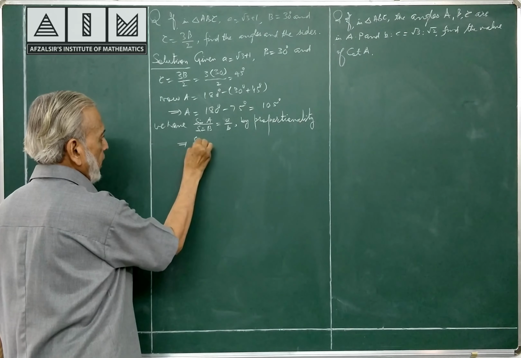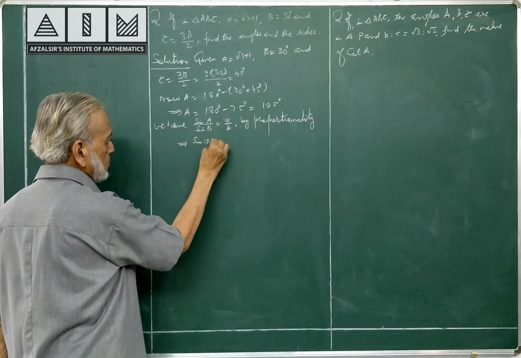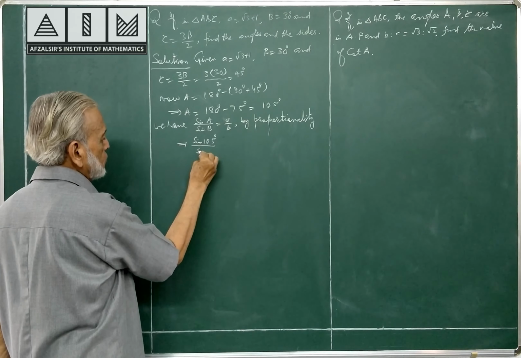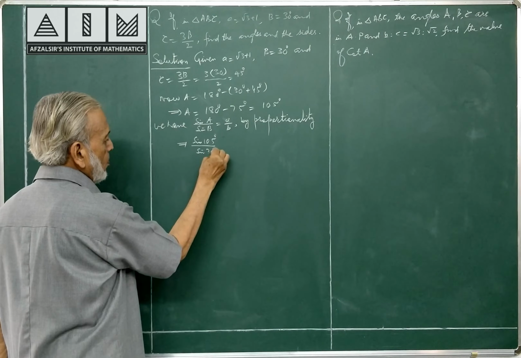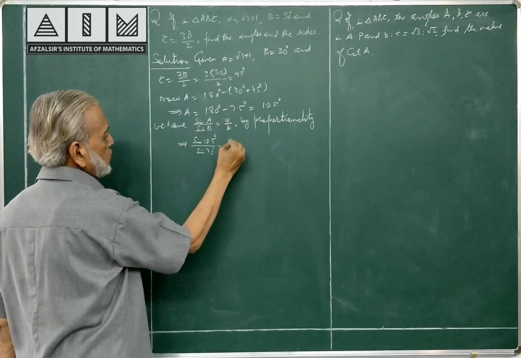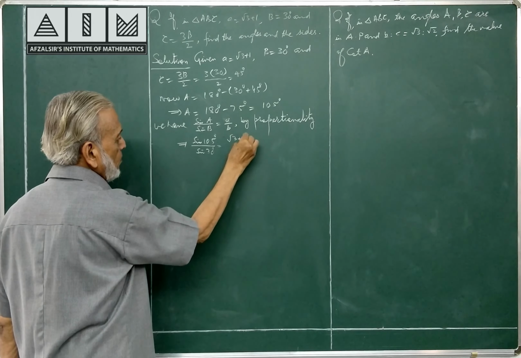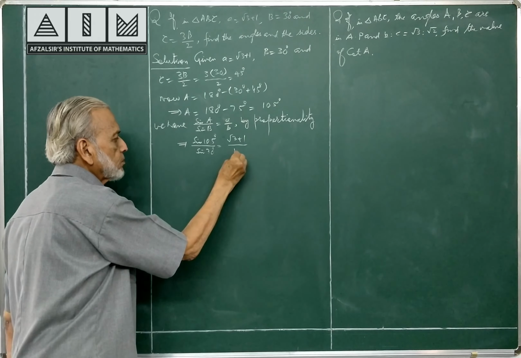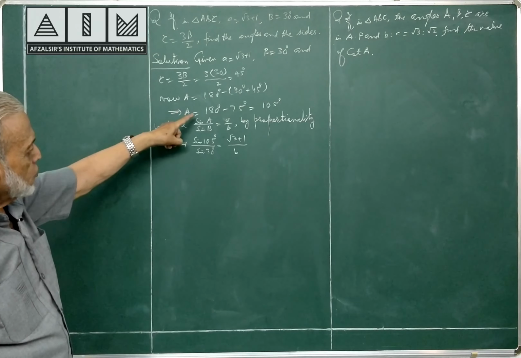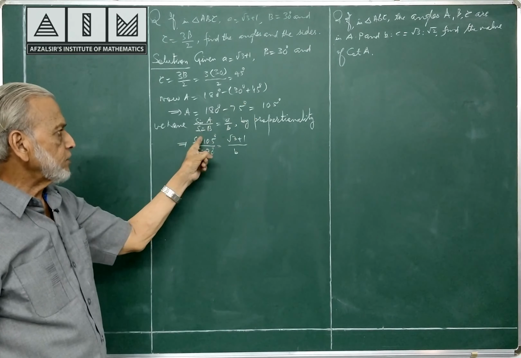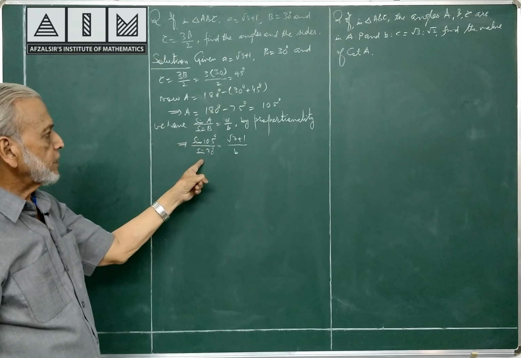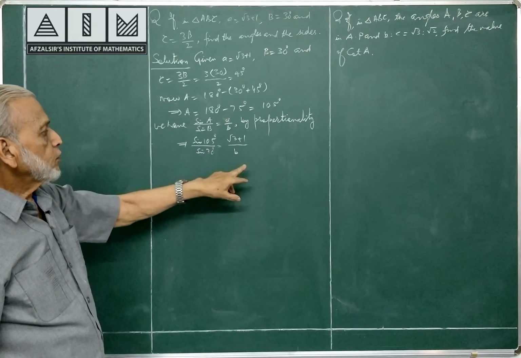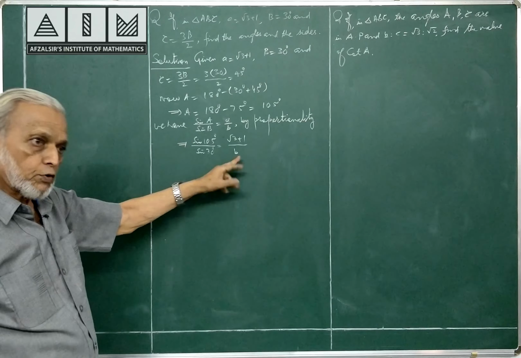Angle A is 105 degrees. Angle B is given 30 degrees. Side a is given root 3 plus 1. Side b we have to find out. Check up once again. Sin A is sin 105 degrees. Sin B is sin 30 degrees. Small a, that is side a, is root 3 plus 1. Small b, side b, we have to find out. I am proceeding.